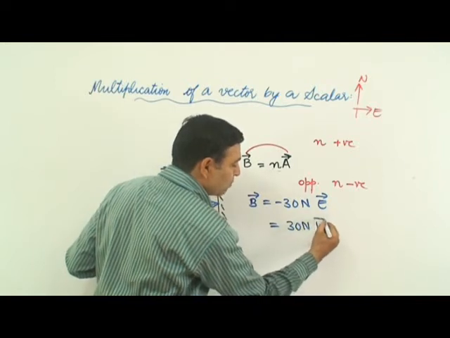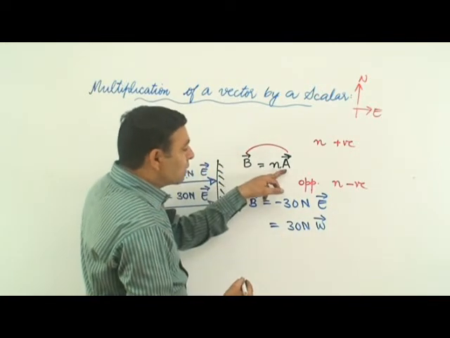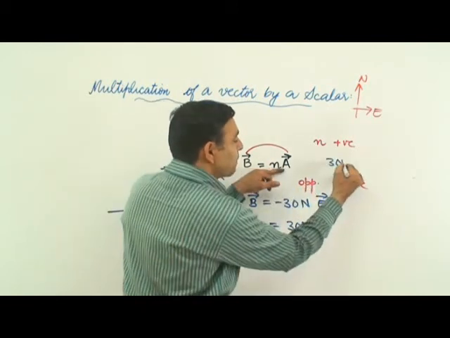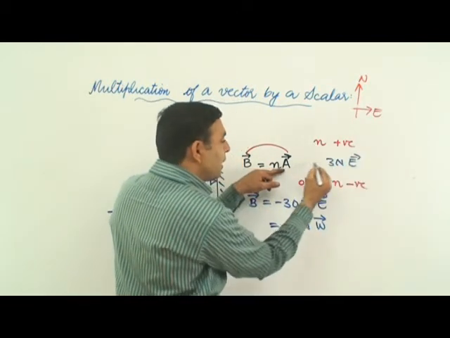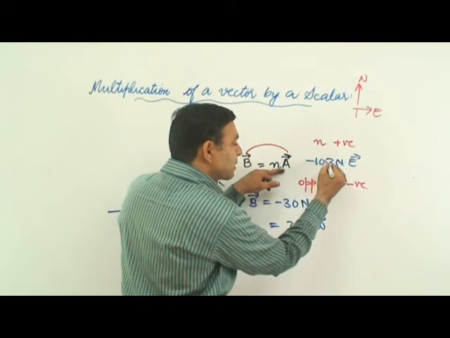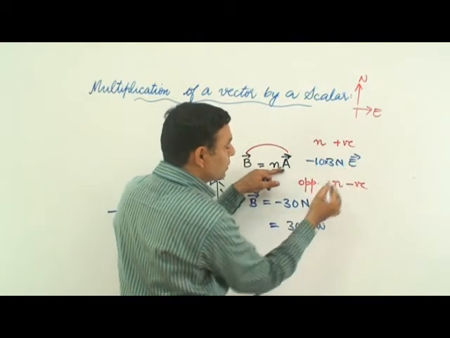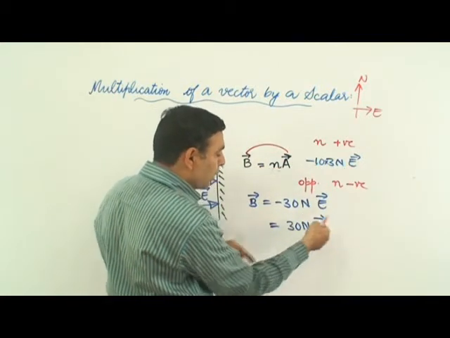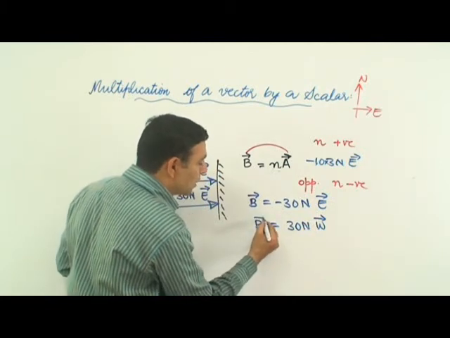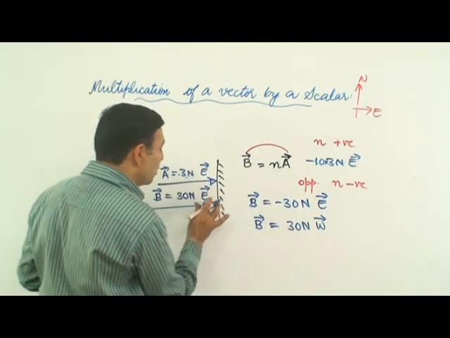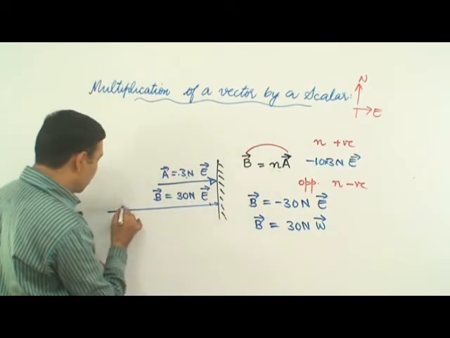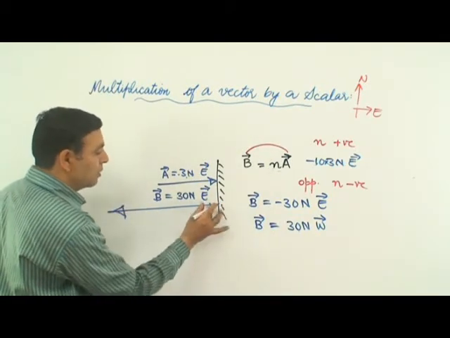Fine. Remember here A is 3 Newton east, and I am multiplying this by minus 10. So minus 10 into this becomes minus 30 Newton east. Okay, minus east is west. So B becomes 30 Newton towards west. So you get another vector, but it is in the opposite direction, this side. Not towards east but towards west.